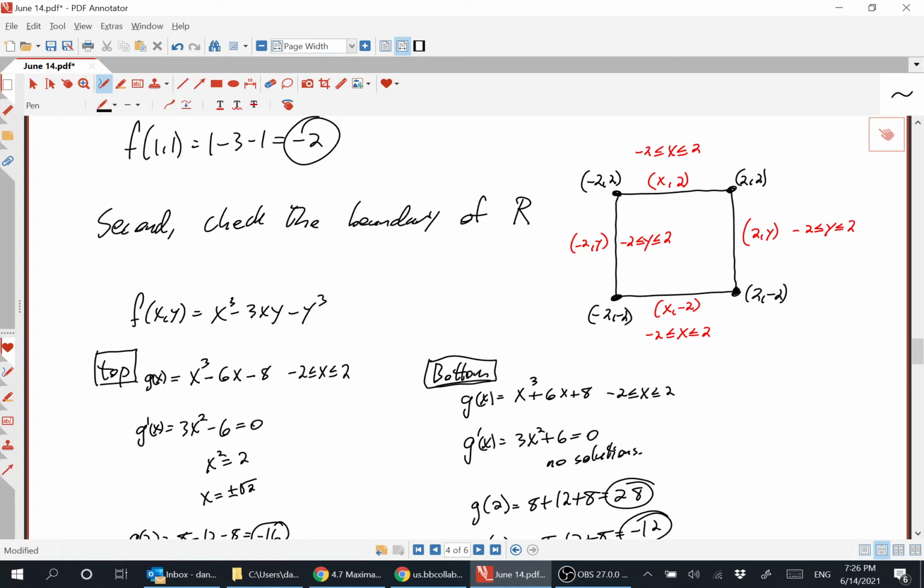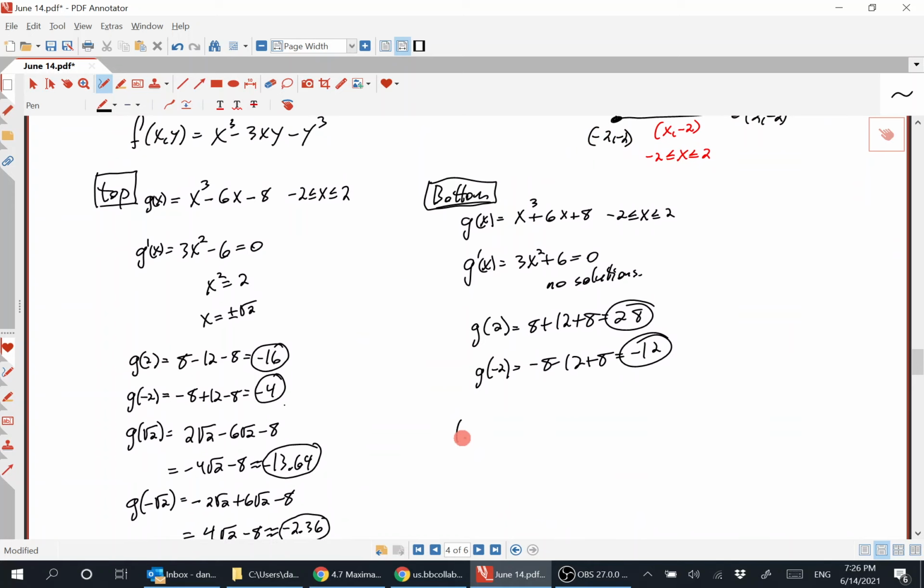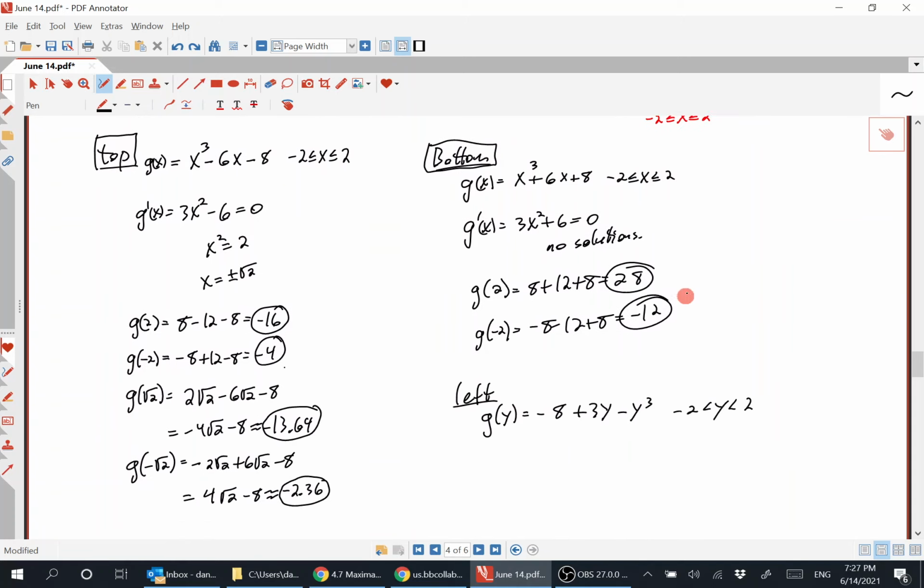So the left is x equal to minus 2. We're going to have a function of y this time. So x is minus 2, so that's minus 8 plus 6y minus y to the third, with minus 2 less than y less than 2. We don't have to worry about 2 and negative 2, because when we checked them along the top, we checked these points already. And on the bottom we checked this corner and this corner, so we didn't need to check them again. We just need to check the interior here.